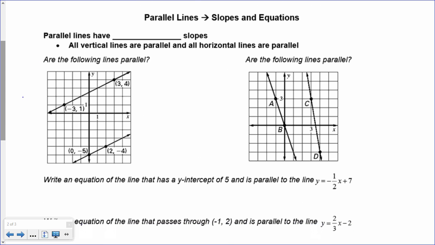All right, parallel lines. Please. Thank you.